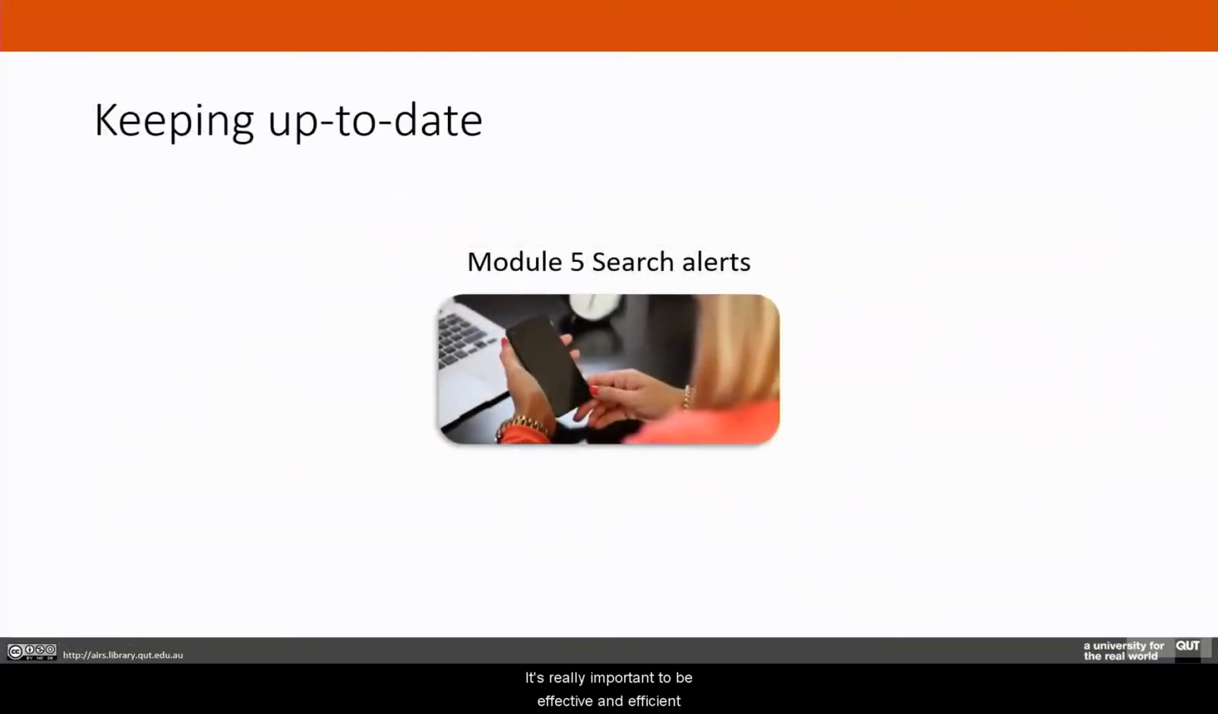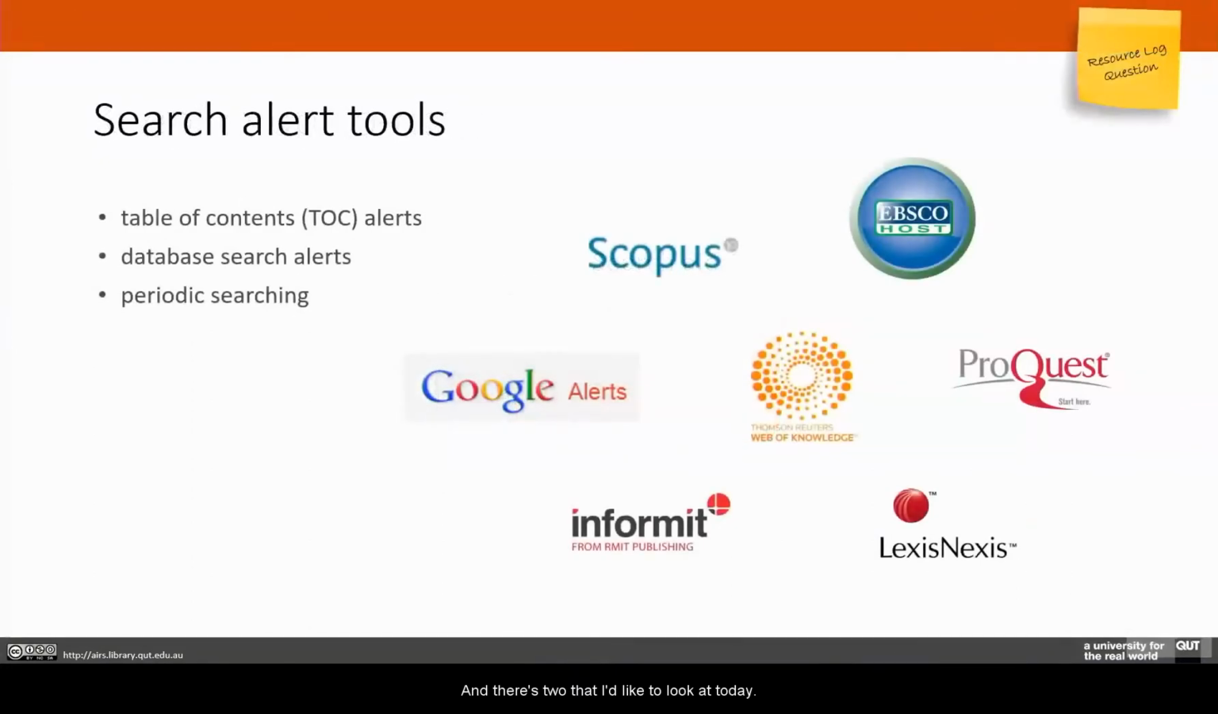It's really important to be effective and efficient and to save time. So how are we going to do that? We've already looked at some really great tips in terms of being a comprehensive expert searcher. However, how do we automate some of this as well? So we can create these things called search alerts. And there's two that I'd like to look at today. Firstly, table of contents alerts, or we call them TOCs for short.